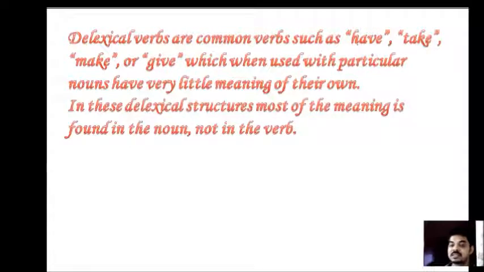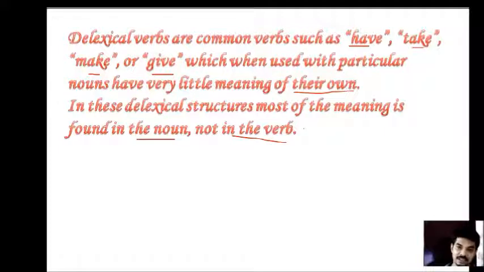Delexical verbs are common verbs such as have, take, make, or give, which when used with particular nouns have very little meaning of their own. That's the important point. In these delexical structures, most of the meaning is found in the noun, not in the verb. In lexical verbs, we find the sense mostly in the verbs, because verbs are the life of a sentence. So the sense gets embedded in the verb when they are lexical verbs. But with delexical verbs, the sense gets embedded in the noun and not in the verb. So the verb gets light, but the noun gets heavy. That's why these are not lexical, rather these are delexical verbs.